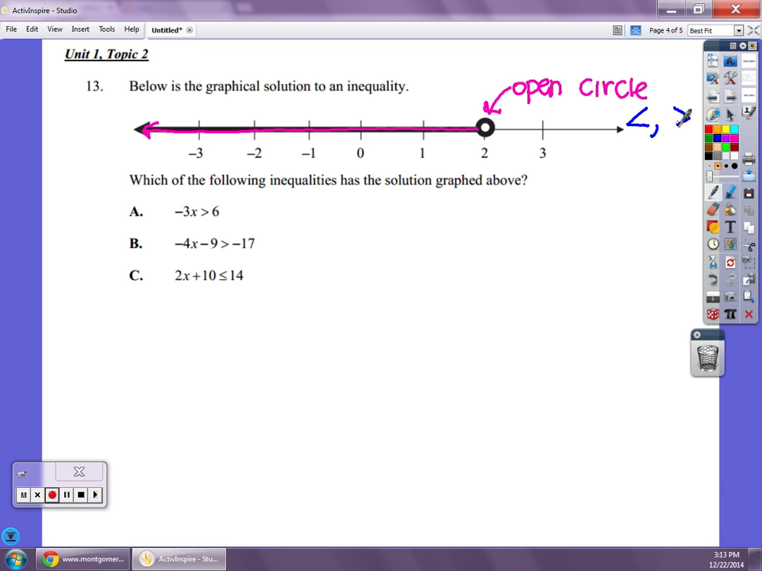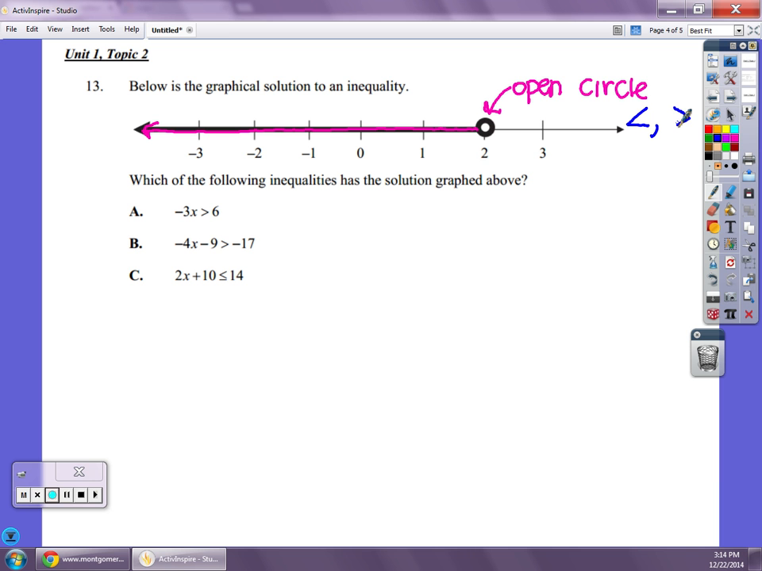So pause for a second. Look at our answer choices, A, B, and C. Is there one of those that we can eliminate immediately? We want to know which of the following inequalities has a solution graphed above. We know that that inequality is going to need to involve less than or greater than, but definitely not less than or equal to or greater than or equal to. So I'm going to stop talking, and I'm hoping you're going to see the answer choice that we can eliminate.